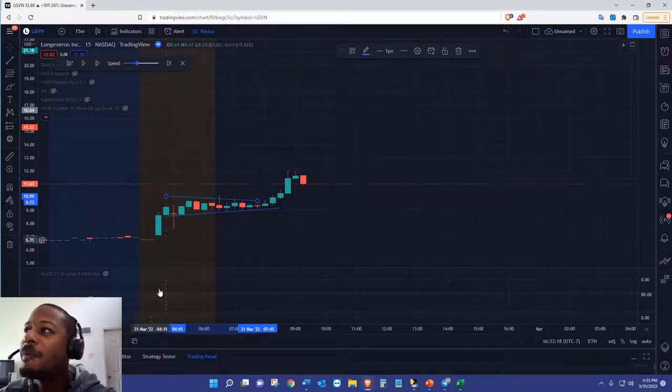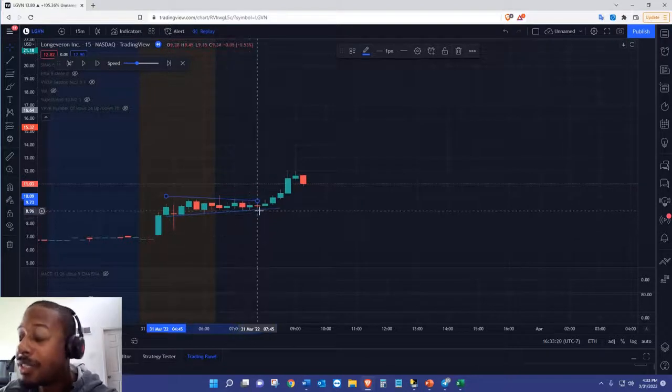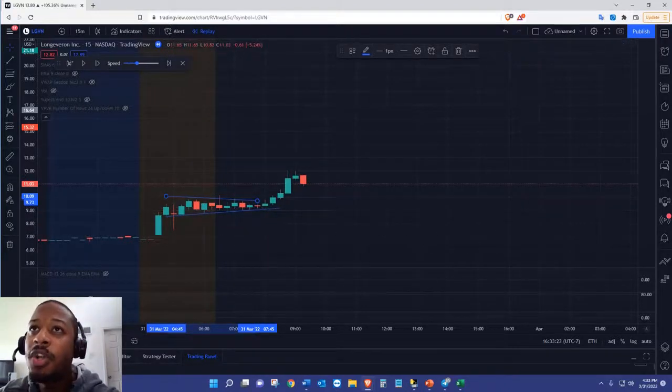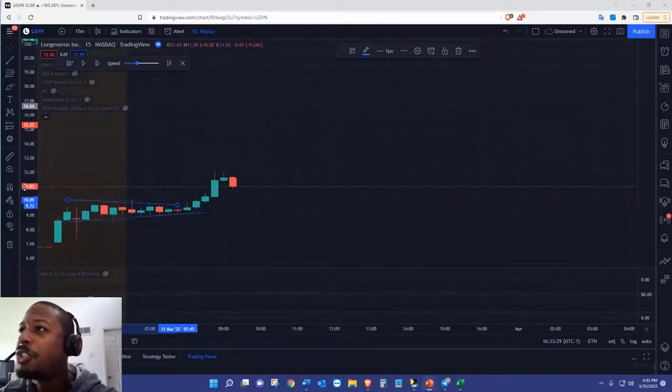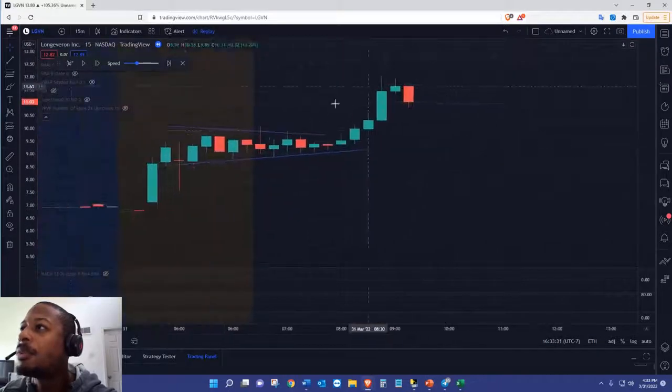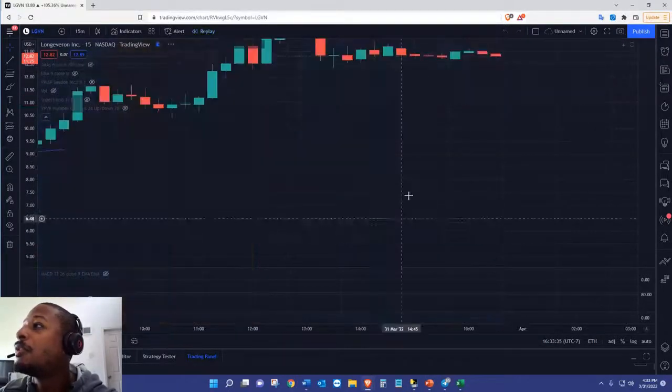But this right here is an exact example of an ascending triangle that you as a trader would have been able to trade because you know what to look for. And I'll show you guys right now. So let me close this out actually. We'll start from the beginning again.